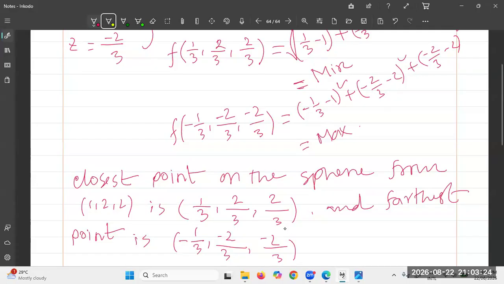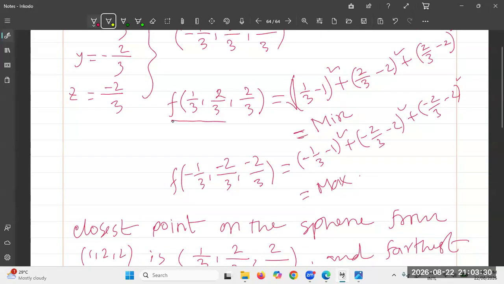So we have concluded that the closest and the farthest point depend on the functional value. In this case, this functional value is less than the other one. Since our function is defined on the distance, a smaller functional value means the distance is less from the point 1, 2, 2, and a bigger functional value means our point is at a farther distance from the given point than the first one, which is our minimum.